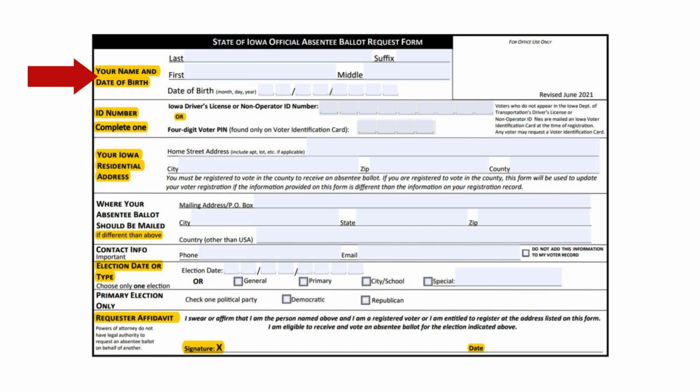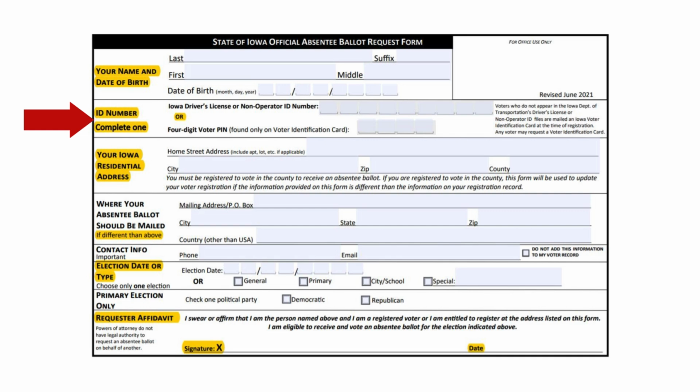The first section is called your name and date of birth. In this section, the voter needs to put their name and their date of birth. In the ID number section, they need to put their Iowa driver's license or non-operator ID number down. Voters who do not appear in the Iowa Department of Transportation's driver's license or operator ID files are mailed a voter identification card, also known as a PIN card, at the time of registration. These voters will place their 4-digit PIN in the space provided.